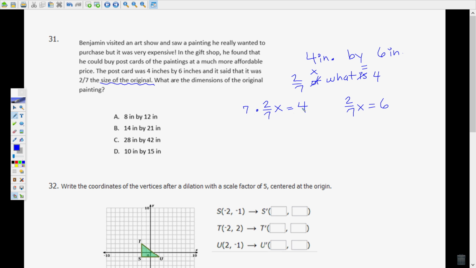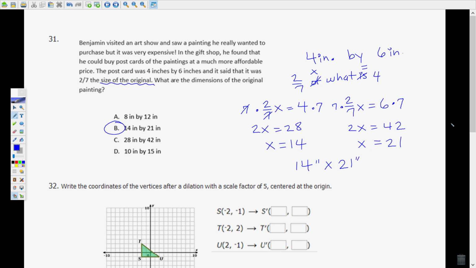You want to get rid of the 7 that's divided by multiplying on each side. That gives you 2x equals 28. So x is 14 on this side. So that would be your, I guess, your length, or your width, however, if it's a portrait or a landscape, I'm not sure. And then times 7 on each side here to give you 2x equals 42. So that gives me 21 as that dimension. And so it is a 14-inch by 21-inch original painting. So that answer would be B.